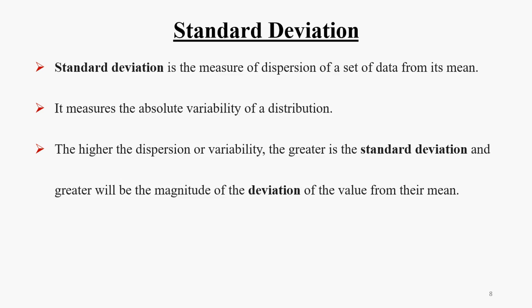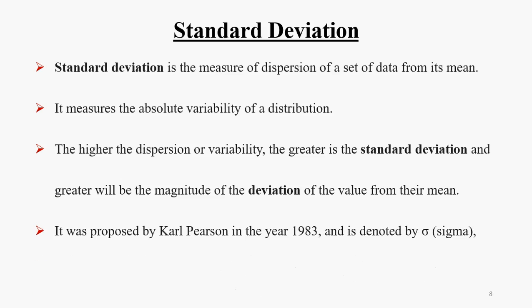So this is the point to be kept in mind. The higher the dispersion or variability, the greater the standard deviation, and greater the magnitude of deviation. Depending on the study, we need to understand whether the standard deviation it is showing is more, whether it is good or not. It depends upon the study the researcher is doing. And this standard deviation was proposed by Karl Pearson in the year 1893 and it is denoted by sigma. You can see the standard deviation symbol. So this is how it is represented.